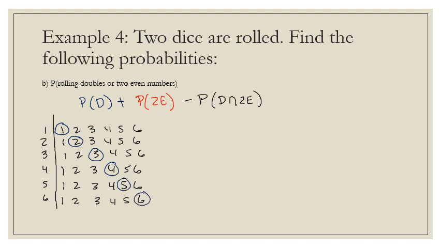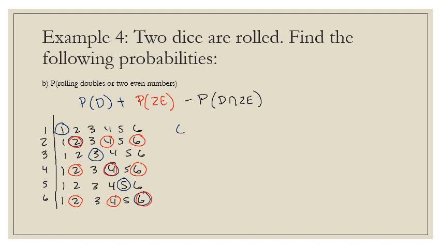Next, probability of 2 evens in red. All right, so obviously if you roll a 1, you don't have 2 evens. So 2,2, 2,4, or 2,6. And then if you roll a 3, no, so 4,2, 4,4, 4,6, and then 6,2, 6,4, 6,6. Okay, so how many blue circles have I got?